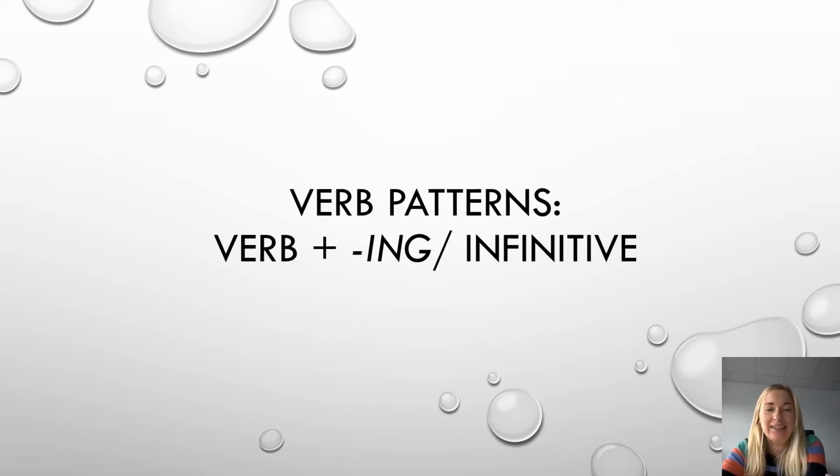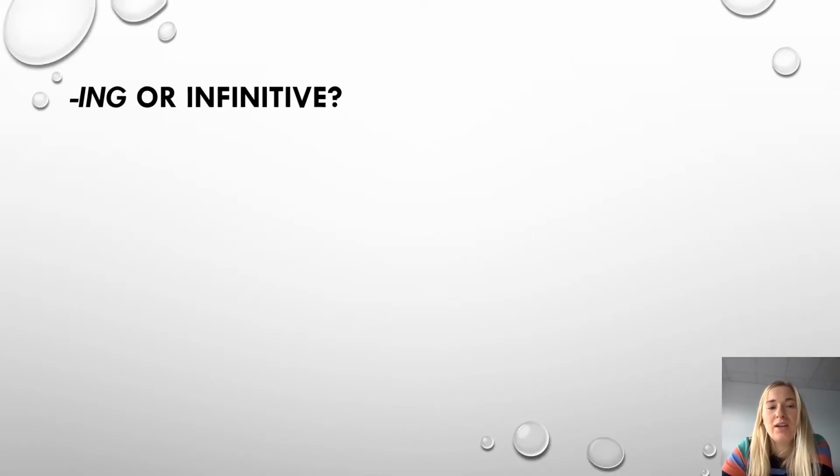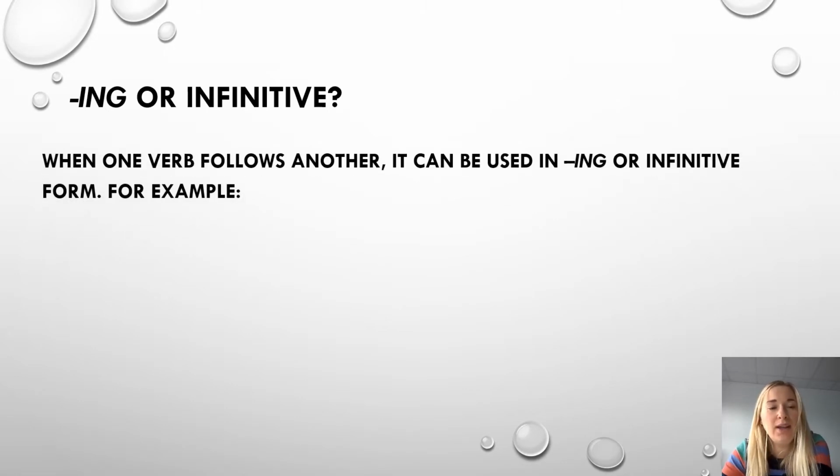Hello everyone, and let's take a look at different verb patterns in English: verb plus ing and infinitive. What is it, how to use it, and some different rules. So, ing or gerund or infinitive. When one verb follows another, it can be used with an ing form or infinitive form. Let's take a look at some examples.